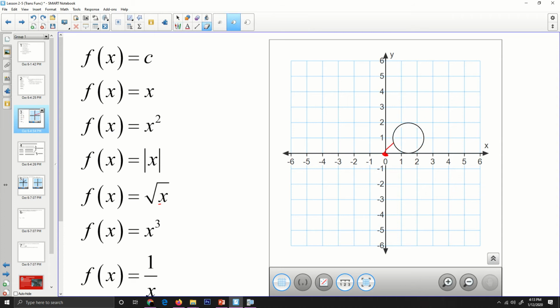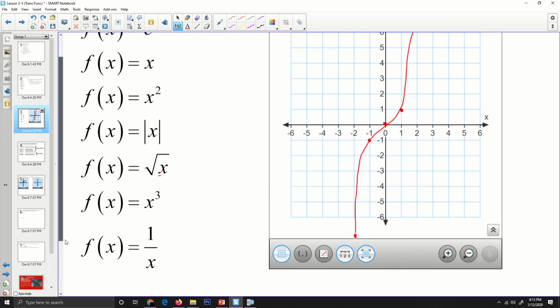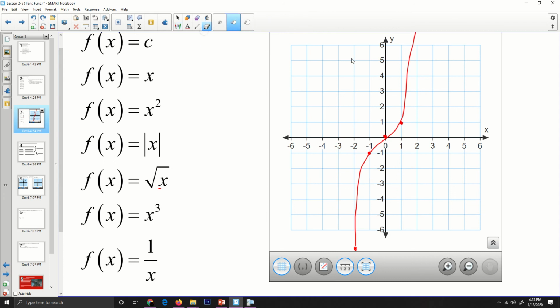The x to the third function right here, just some quick ones that I can plug in. Negative 1 raised to the third power is negative 1. 0 raised to the third power is 0. 1 raised to the third power is 1. 2 raised to the third power is actually 8, so it would be way up here. And negative 2 raised to the third power would be negative 8, so it would be way down here. So we get a graph that looks kind of like this for our cube function. And then lastly, our reciprocal function.